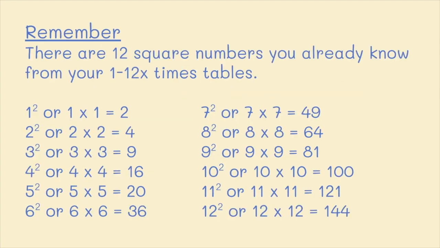There are 12 square numbers you already know from your 1 to 12 times tables. So 1 squared, or 1 times 1, which is 1. 2 times 2, or 2 to the power of 2, which is 4. 3 to the power of 2, or 3 times 3, which is 9. 4 squared, or 4 times 4, which is 16. 5 squared, or 5 times 5, which is 25. And you get the gist. The other square numbers are 36, 49, 64, 81, 100, 121, and 144.